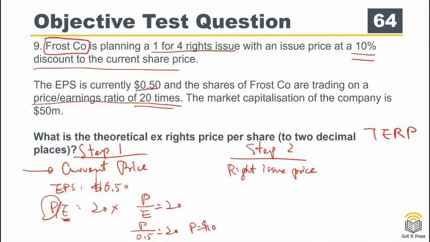And the rights issue price is easy then, because $10 with a 10% discount is $9 per share for the rights issue price. Okay, the current share price is $10 per share. We found out both the current share price and the rights issue price. Next, we need to find the number of shares and also how many new shares are to be issued.